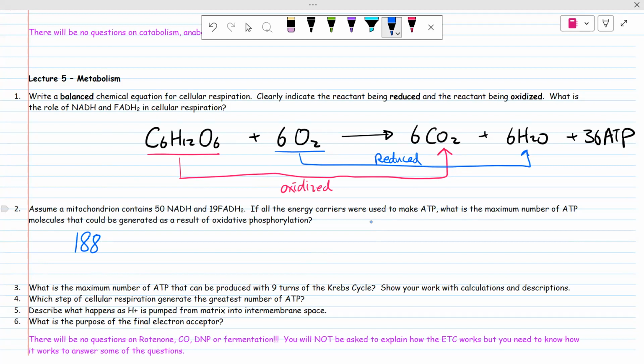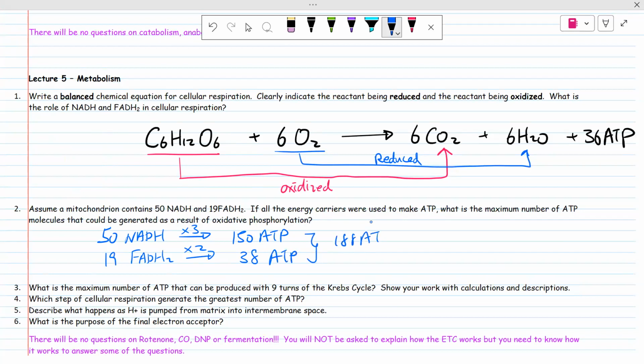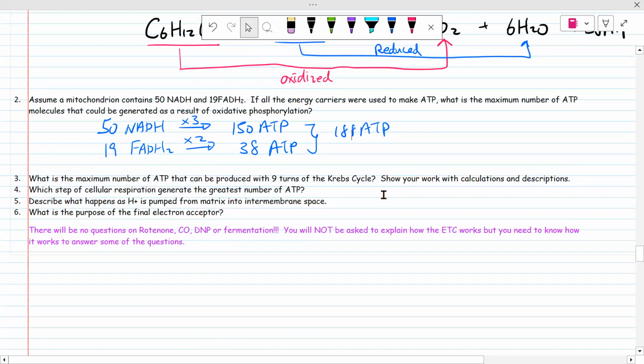You guys know how to do this? So 50 NADH, you should know by now, you multiply by 3, which is 150. 19 FADH2 times 2. You add them together. 188. Most of you probably don't need a calculator for this, but if it makes you feel better, bring one. Good to have these psychological blankets.